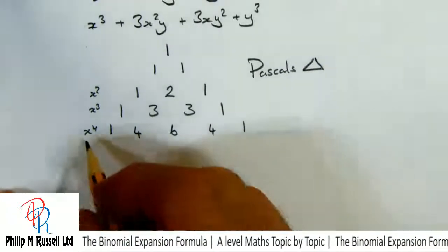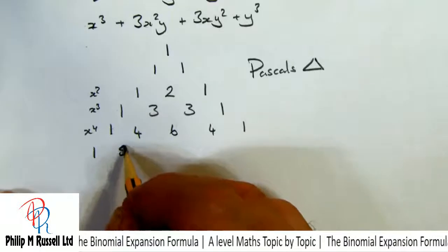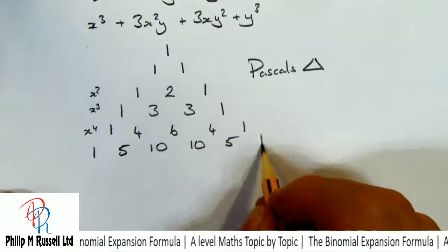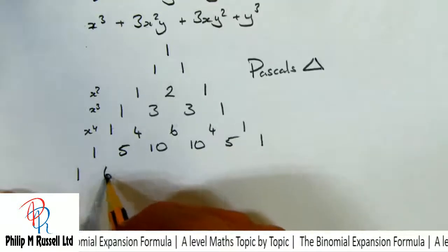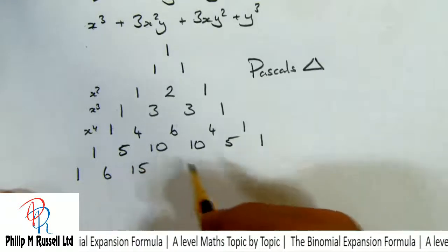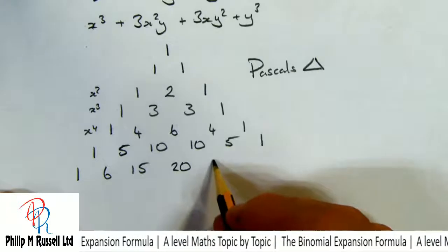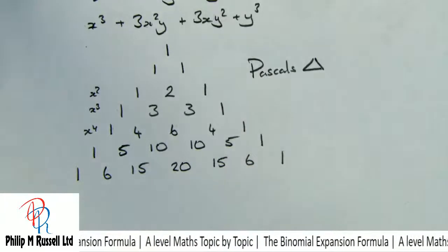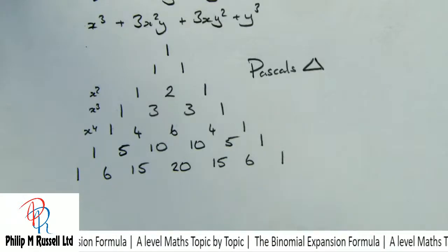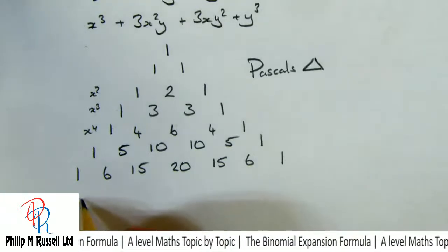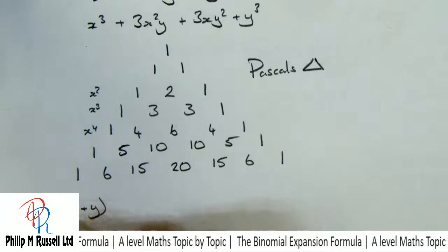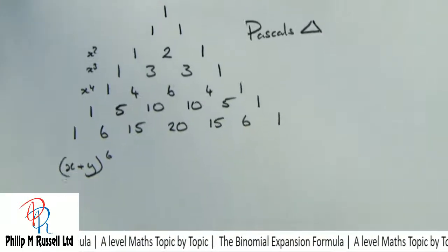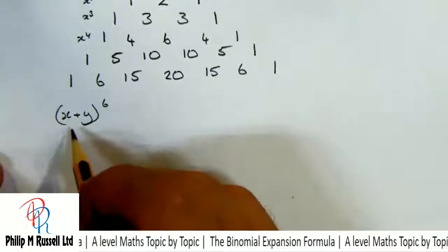Let's carry on a little bit. 1, 5, 10, 10, 5, 1. 1, 6, 15, 20, 15, 6, 1. So if I were asked to work out what is (x + y) to the 6th, I could just look at this and I could write it down.